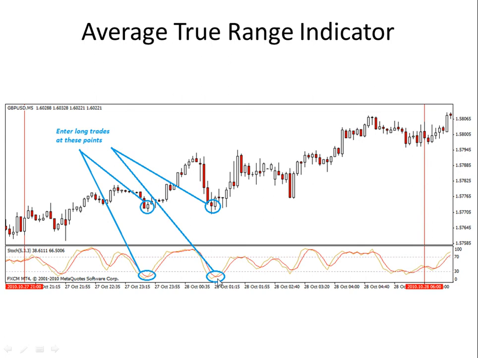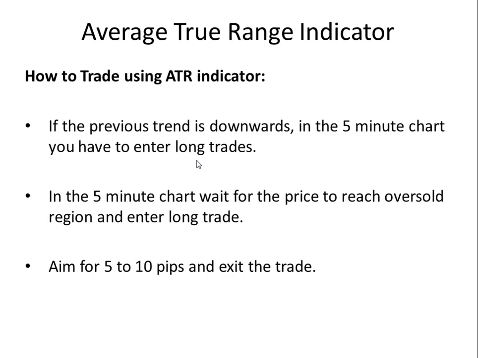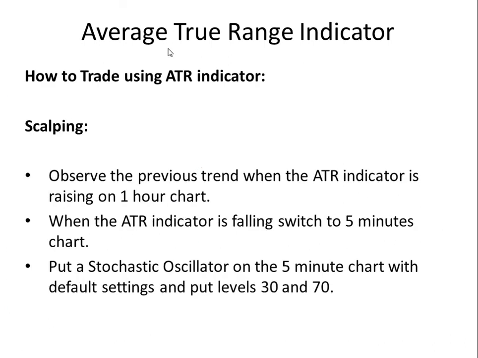So here at this point the price reached the oversold region. Whenever the fast moving and slow moving lines of the stochastic oscillator cross each other, then you can enter long trades and you can aim for 5 to 10 pips and exit the trade. So this is one of the ways you can use the ATR indicator for scalping purposes.